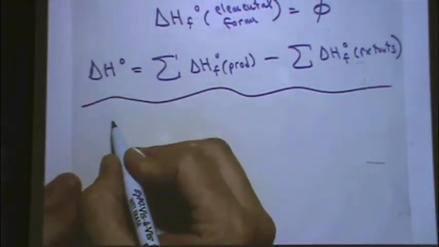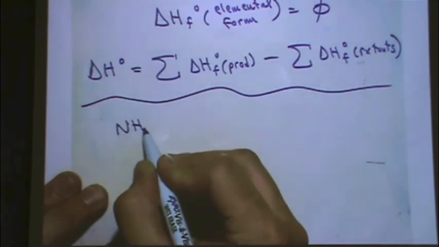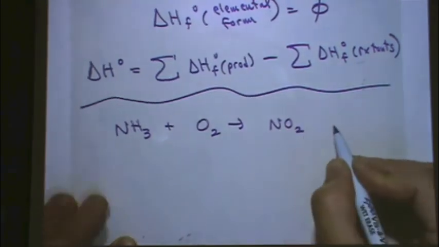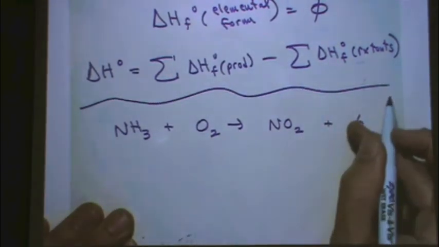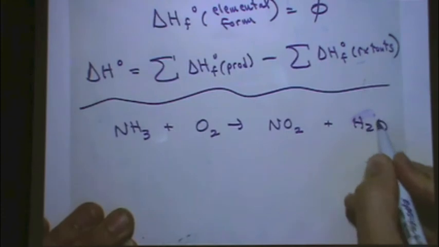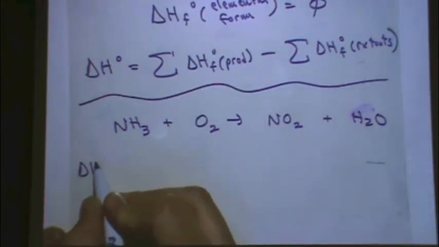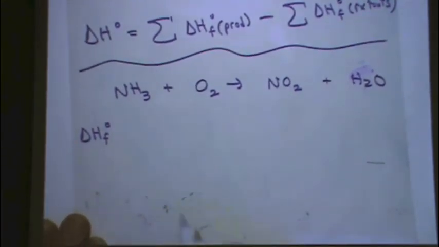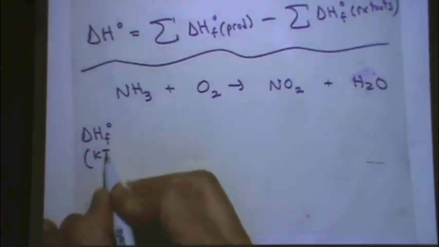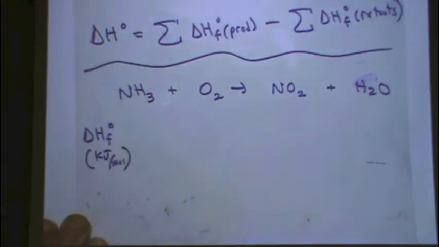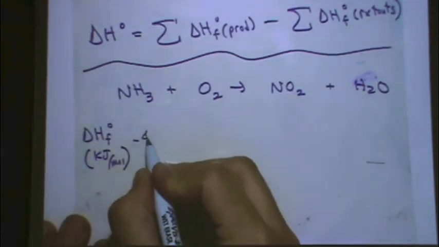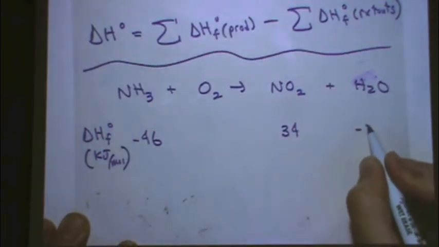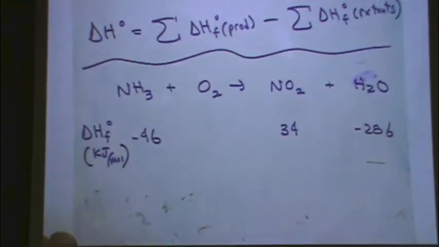Let me give you a reaction here. We'll try this as an example together. This would be a pretty typical problem. Here's a reaction, and let's say I give you a table right under it that has delta H of formation, and let's say this is in units of kilojoules per mole. Let me write these numbers down for you.